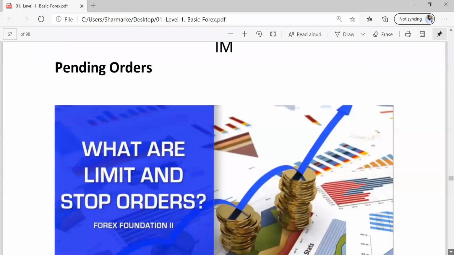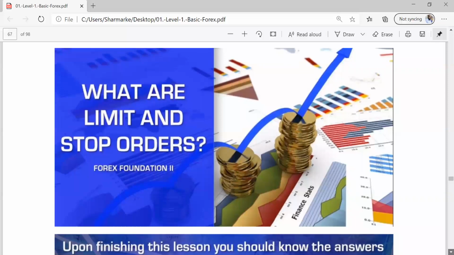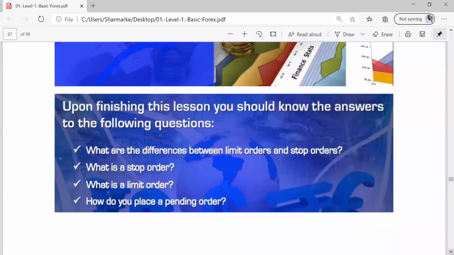Yes, I think I will add a few slides here, and then we are going to conclude our lesson. What are limit and stop orders? This is another chapter, so I will go through it.